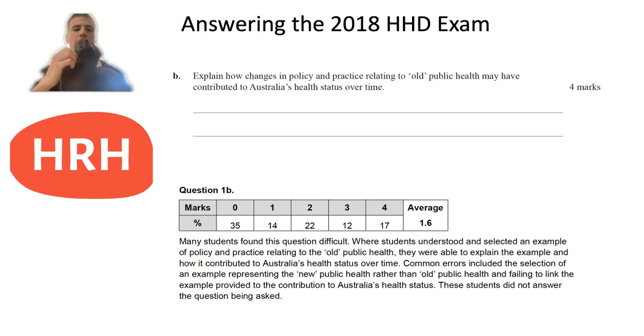And so you can see underneath there, it's giving you an outline that this particular question was not done particularly well by students, with only 17% of the students who sat the exam achieving 4 out of 4 for this particular question. You can see there in the exam report it gives you some examples of some common errors, and it mentions there that often students gave examples of the new public health rather than the old public health. And so that's just something to keep in mind to make sure you've got at least two clear examples of the policy and practice relating to old public health ready for when you go into the exam.